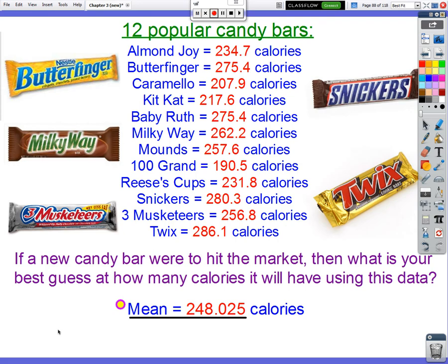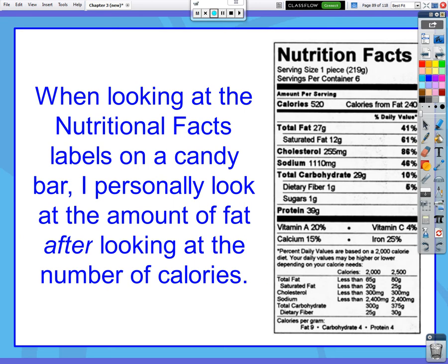Now, depending on what's specifically in this candy bar, if it had some fattier stuff in it, some sort of nuts or peanuts, it's probably going to have more calories than something that doesn't have peanuts or ingredients that are higher in calories. So your best mathematical guess would be 248 calories.